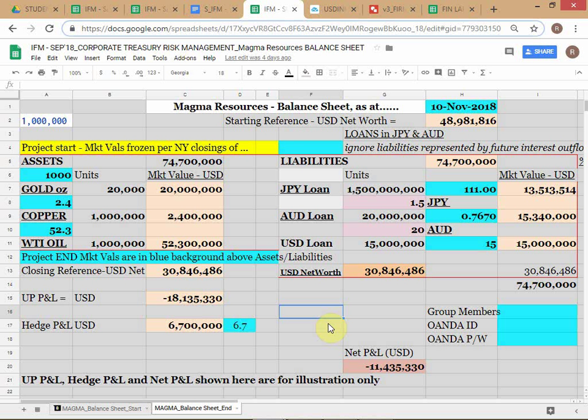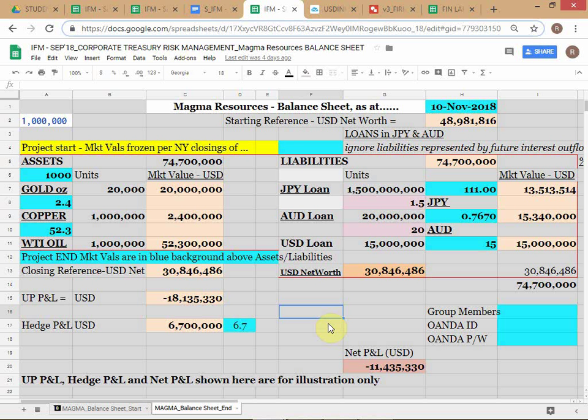Let's assume that the gold price drops to 1,000, copper prices are at 2.4, West Texas prices are 52.3. I've deliberately done this to show a loss, because we don't know what is actually going to happen in the future on 10th of November. I've changed the prices. You notice all the prices are different. Have you noticed that? So this is the ending balance sheet.